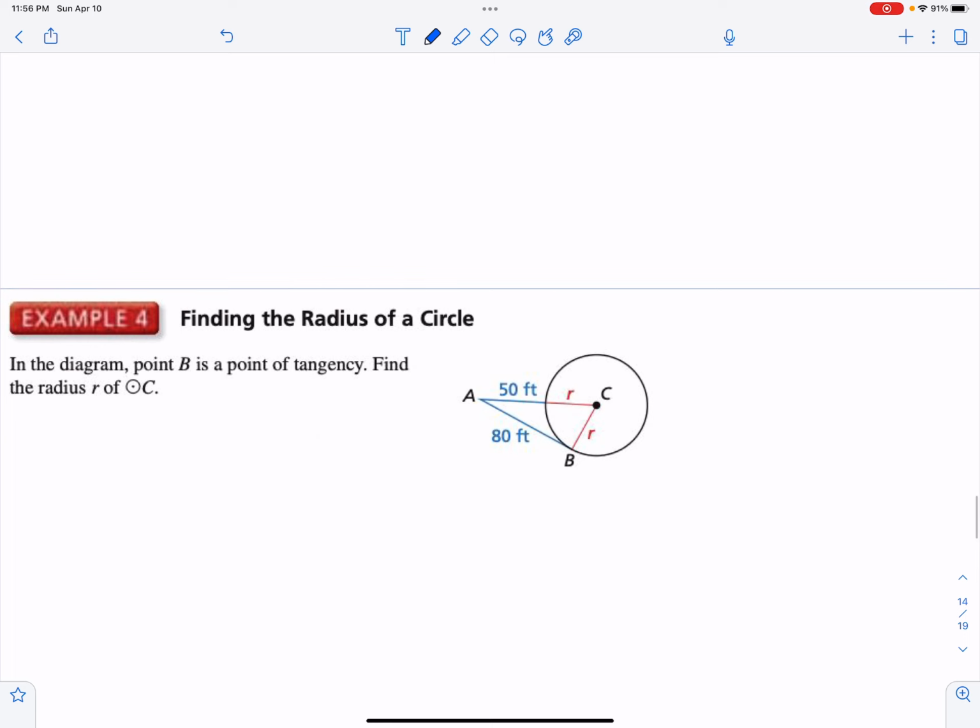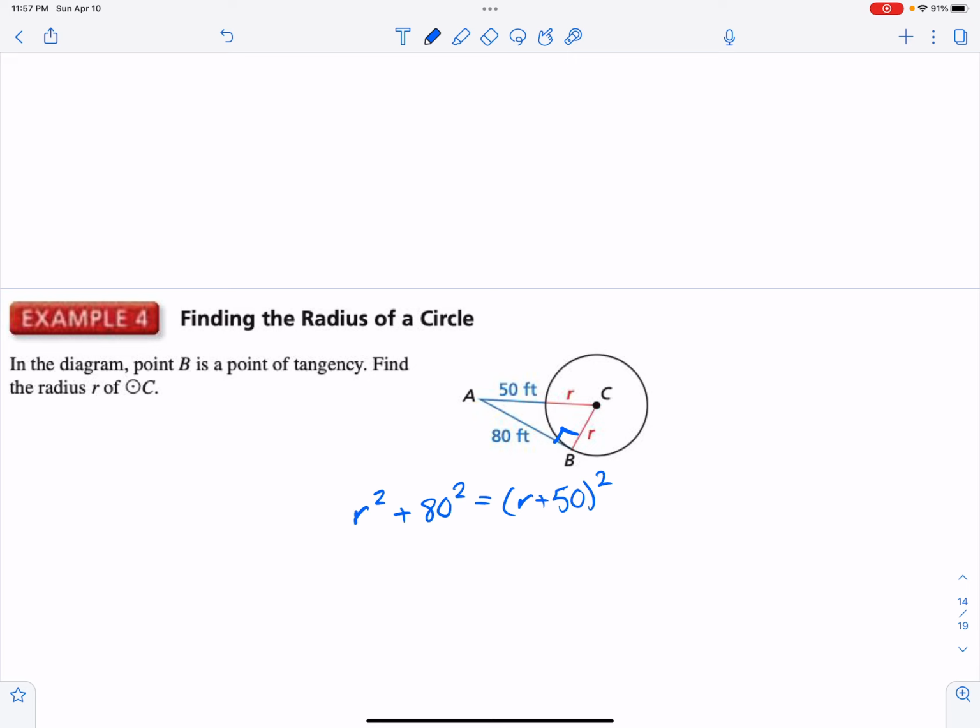Okay, this one's a little more challenging. Now we have to know how to set this up. So it says in the diagram, point B is the point of tangency. So we know for a fact that this is a right angle. Now, when I go to set up my Pythagorean theorem here, I have r squared plus 80 squared. And again, this is the part that's weird. My hypotenuse is actually this, 50 plus r quantity squared.